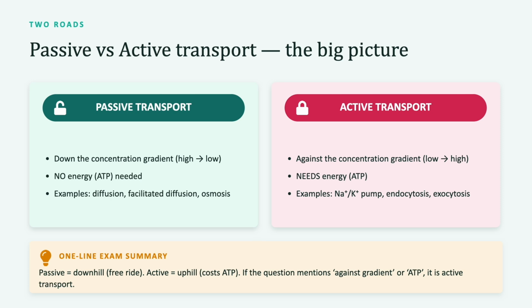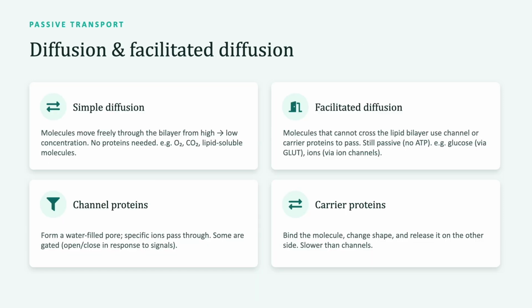Here is a simple exam shortcut. If the question mentions against the gradient or ATP, the answer is active transport. If it says down the gradient or no energy, it is passive. Let us start with the passive side.